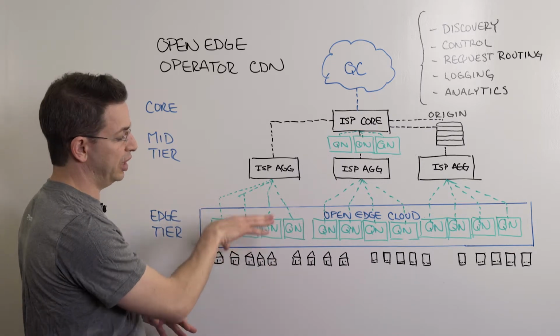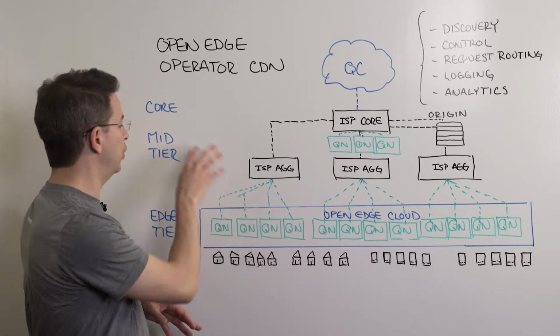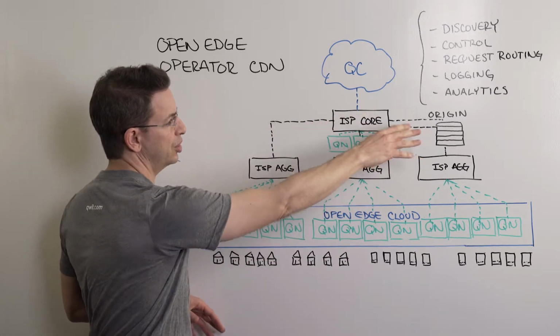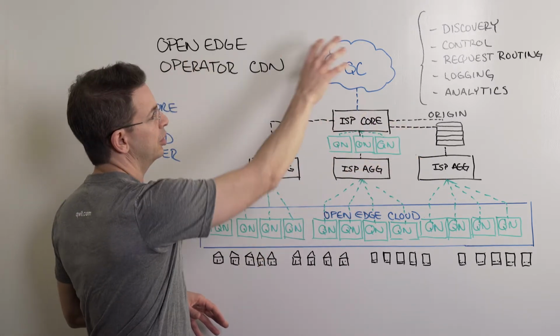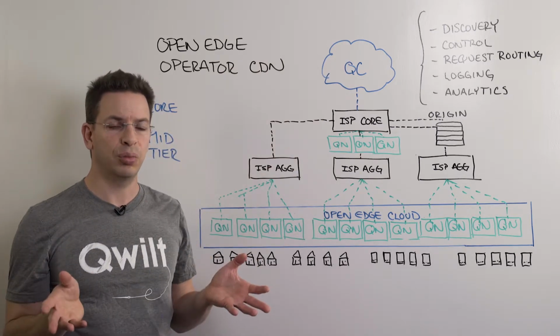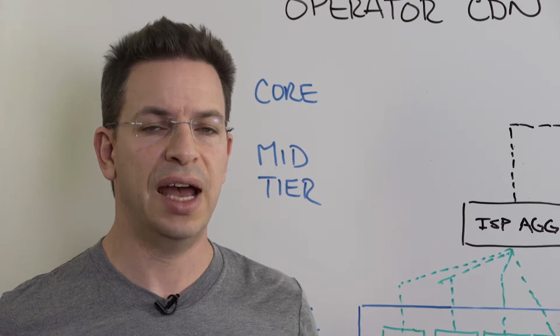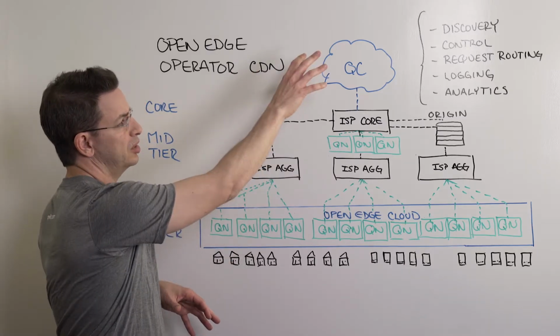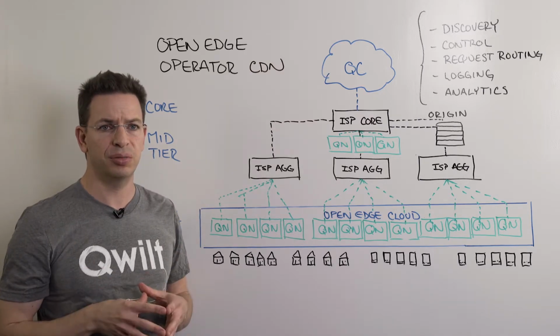We have the edge tier that is the one closest to the users. We have the optional mid-tier serving as the proxy to the origin server. And then we have the control tier, which is the QC encompassing layer for the entire control plane functions. The only software that actually has to be deployed inside the network are the QN nodes. The control plane sits entirely in the cloud and is hosted by Qwilt.